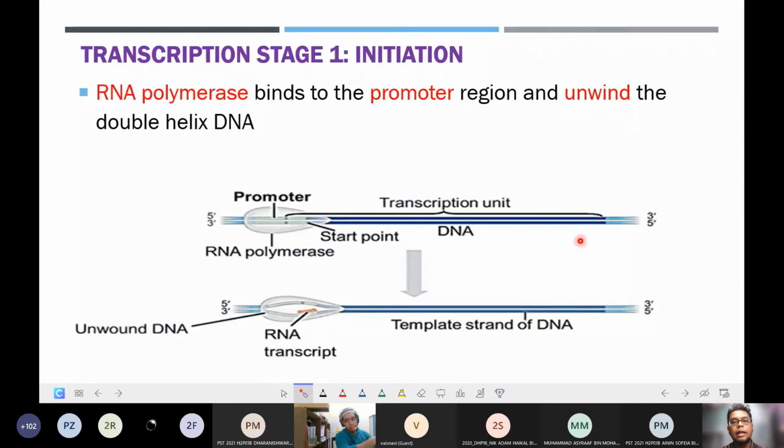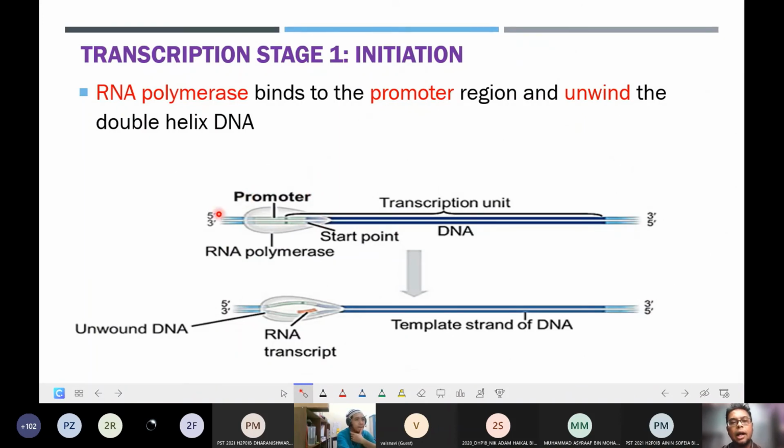Now let's look at the stages in detail. We will start again with stage number 1, initiation. What is important for you to remember about stage 1? You just need to remember that there is one important enzyme in this process, the RNA polymerase. Let's say this is one gene on the DNA molecule, and usually at the starting point of a gene, there will be a site known as the promoter.